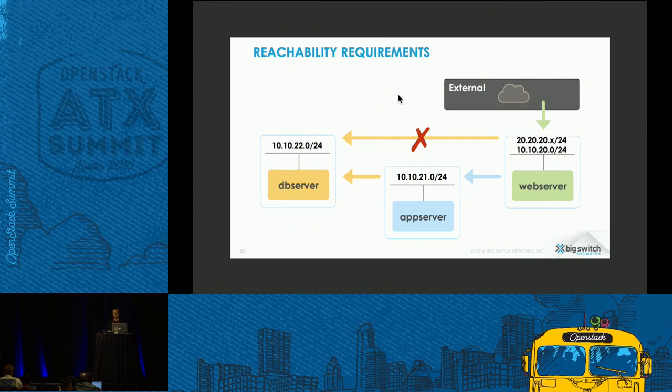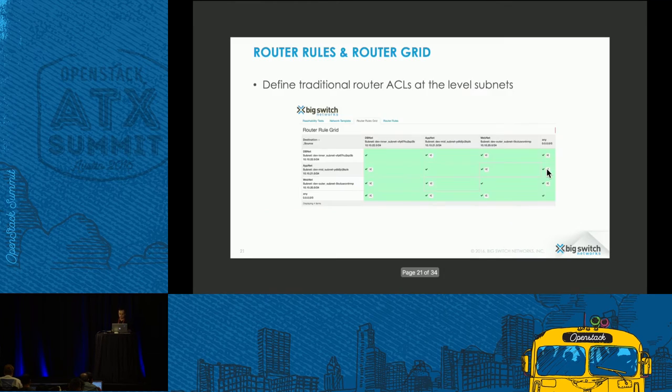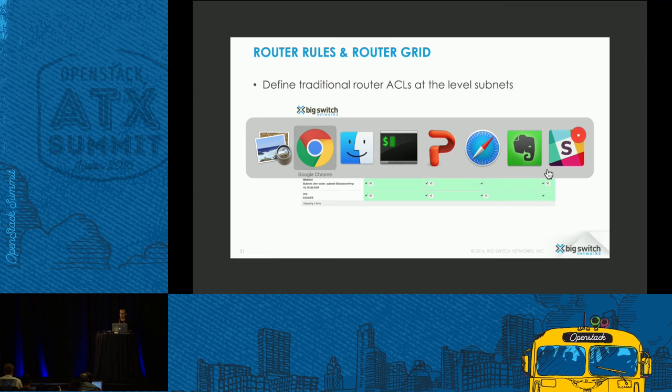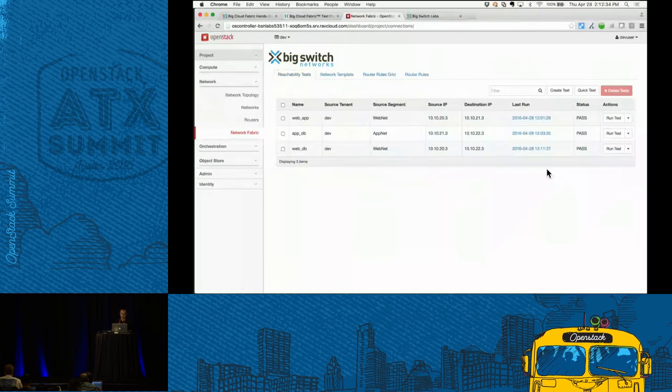Okay, so we have verified the reachability requirements within the private networks, but we haven't done anything on the external network yet. We don't know if an external host can reach our publicly facing web server. Let's put this on hold for a little bit. And before we go there, let's look at some other possibilities for traffic control.